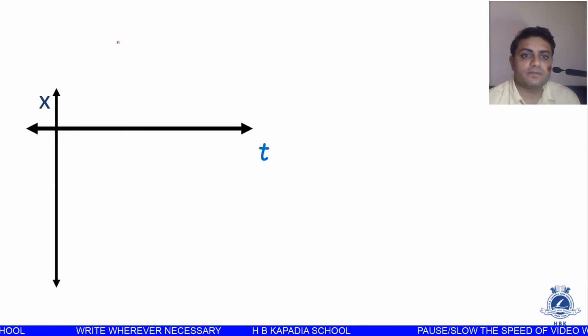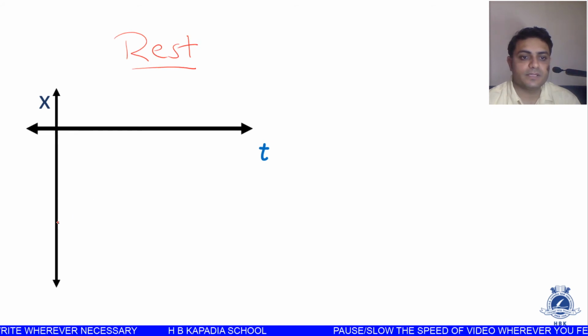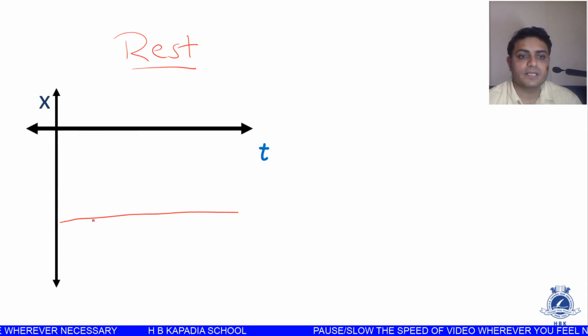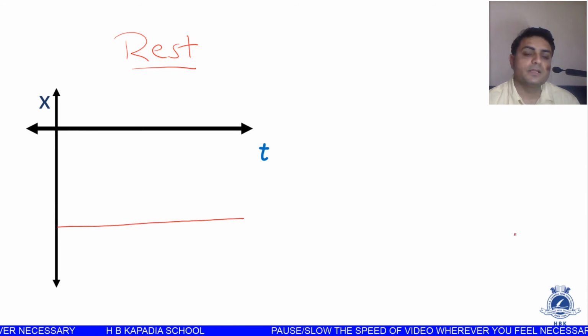Let's see the graph when the object is stationary, or we can say at rest. When the object is at rest, then the graph is like this. As the time passes, let me draw a straight line. I'm trying to draw a straight line. Yes, so when the object is at rest, its graph will go like this.